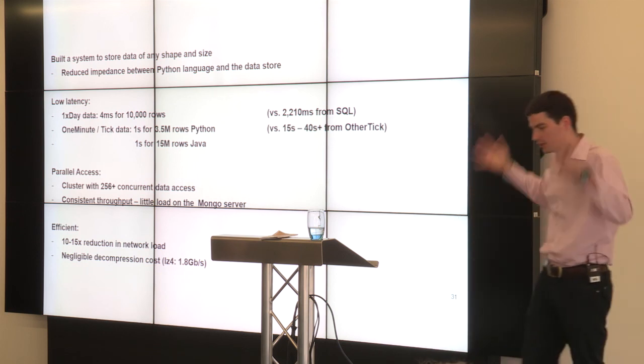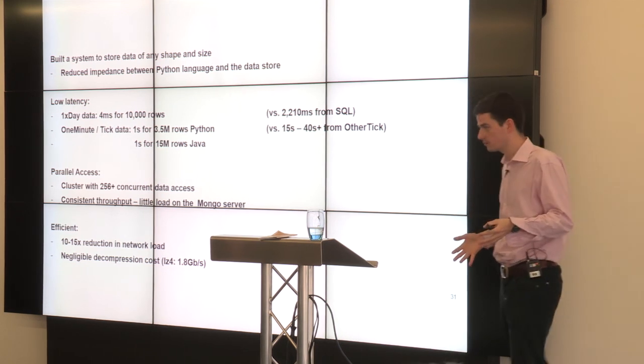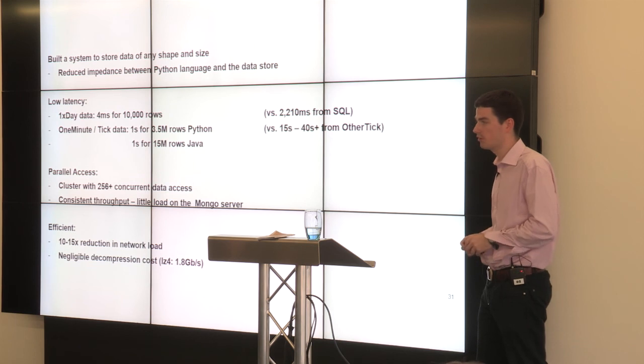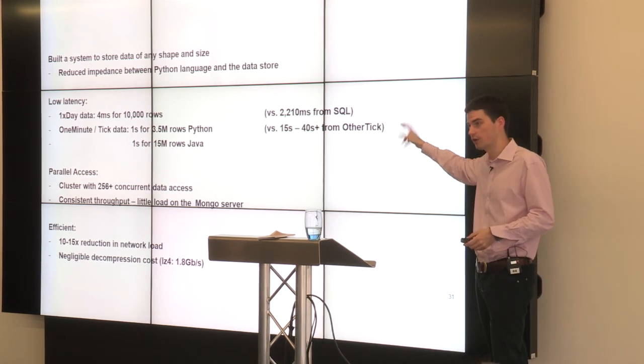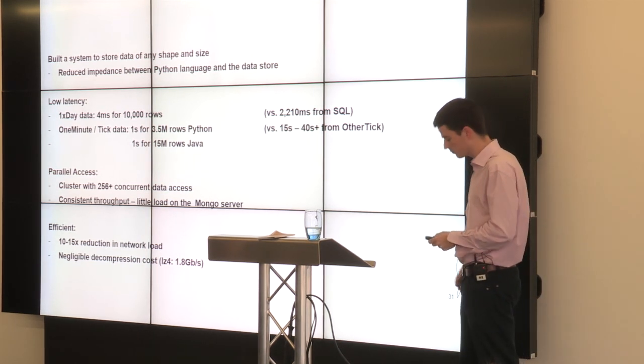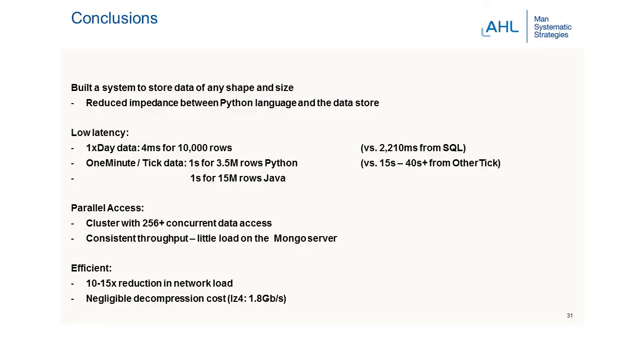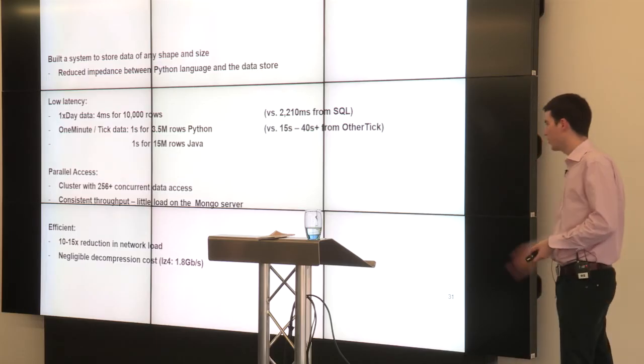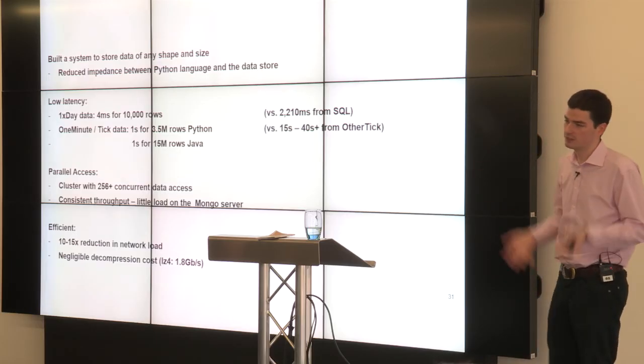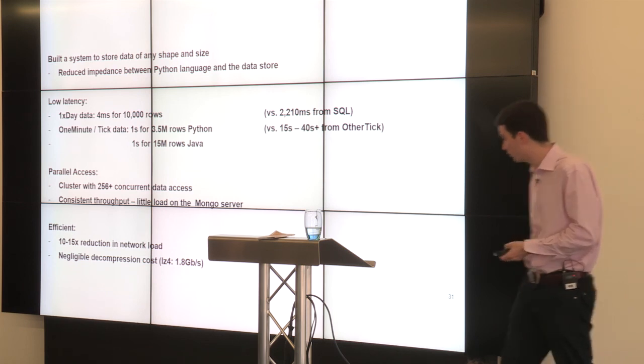And if you've got a compute cluster that wants the data, that's an extortionate amount of time to wait. Meanwhile, the database is busy, and you've got a cursor open. We can pull back tick data at 3.5 million rows a second in Python. That's completely unoptimized Python. In Java, we get 15 million rows a second, tick by tick, from the same data store. From our other tick store, we wait 15 to 40 seconds, sometimes longer, depending on who's using it.